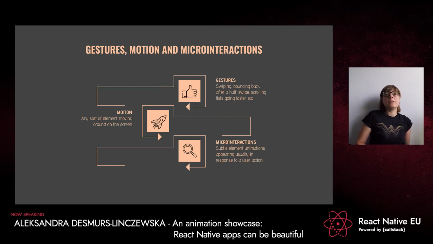Motion is a very general term for animation, for everything that moves around on the screen. And microinteractions are subtle element animations that appear usually in response to a user action. I feel that the most famous microinteraction is the ripple effect on the button in material design. That's the small grayish ripple that appears on those material design buttons when you click them.